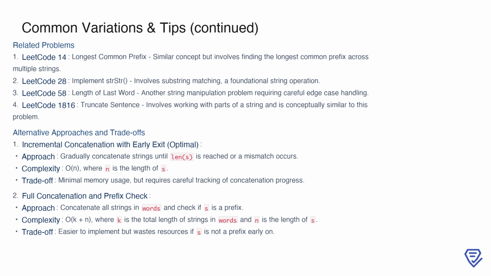Beyond these connections, there are alternative approaches to solving the problem, each with its own trade-offs. The most optimal approach involves incremental concatenation with early exit. Here, you gradually concatenate strings from words until the length of S is reached or a mismatch occurs. This approach has O(n) complexity since you only process as much of the input as needed, and it minimizes memory usage. However, it does require careful tracking of concatenation progress to ensure correctness.